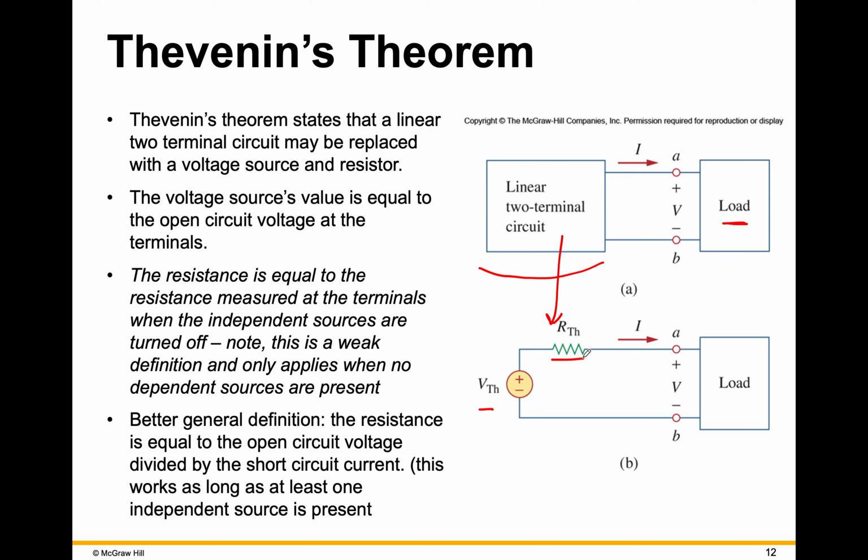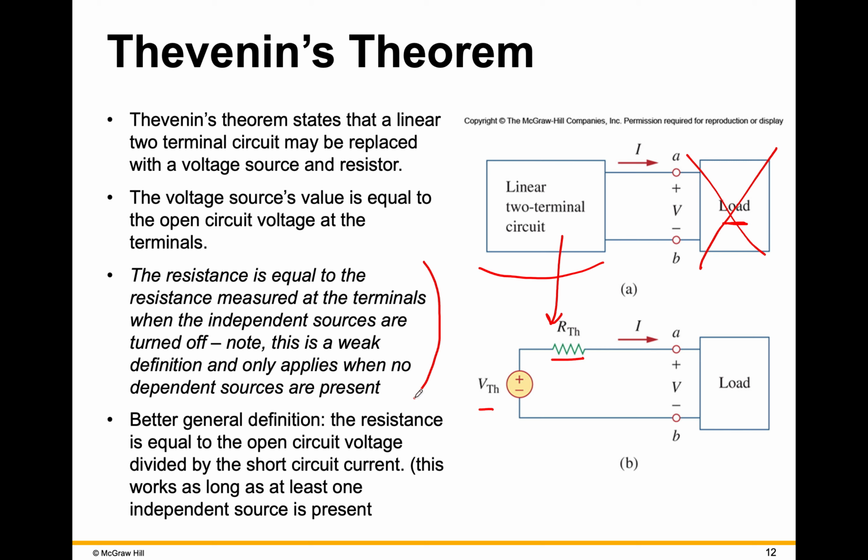The voltage source's value is equal to the open circuit voltage at the terminals. So you take the load out and leave these terminals A, B open circuited, and that voltage is this Thevenin equivalent voltage. This is the statement that I was referring to that I think we need to be careful with. It says the resistance is equal to the resistance measured at the terminals when the independent sources are turned off. Notice his statement, independent sources. This is a weak definition.